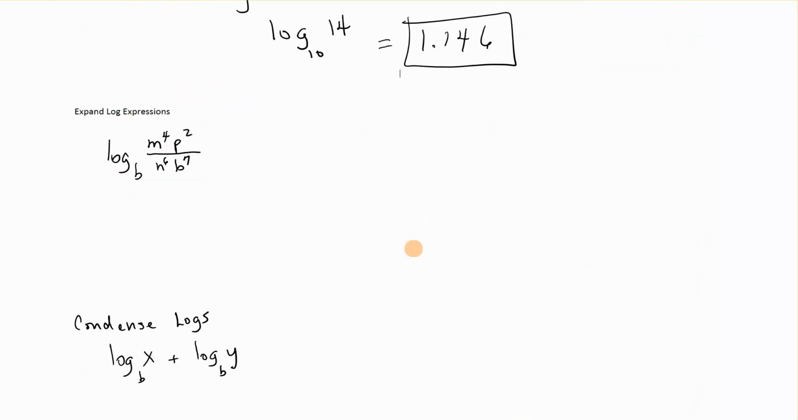If you had to expand a log, we have properties about that. Let's see what we need to do on this. Because this is a division as a single log, that becomes a subtraction. So the first thing, we would have log base b of the top minus log base b of the bottom.